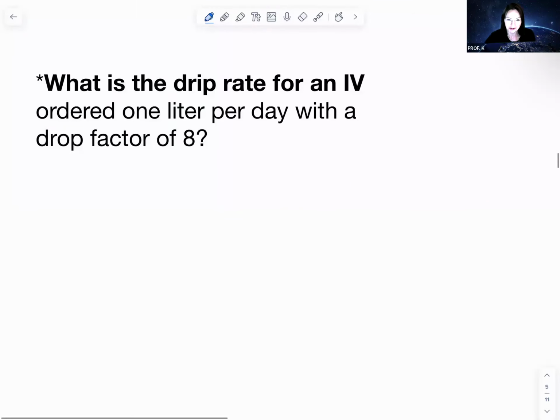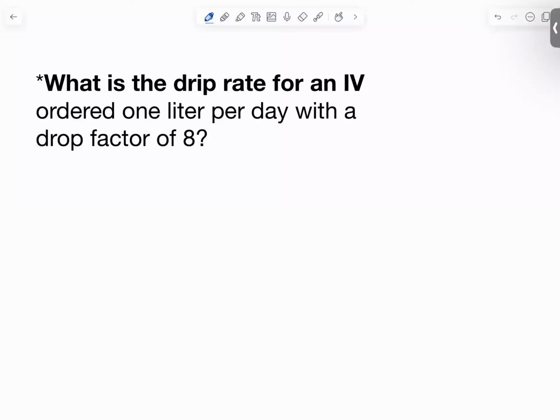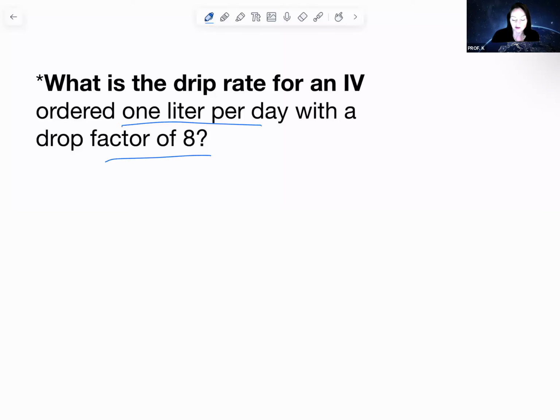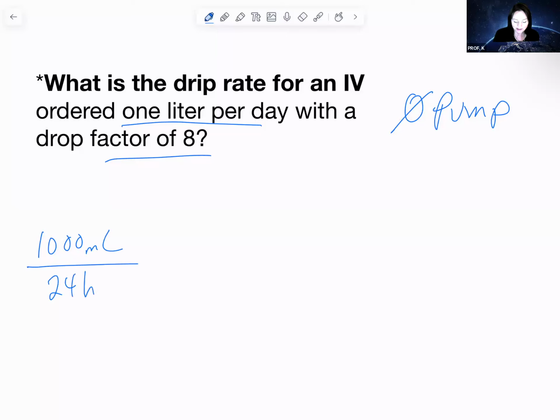Do this one. All right, let's do it. What is the drip rate for an IV ordered 1 liter per day with a drop factor of 8? So there is no pump. 1 liter is 1,000 milliliters per day. There's 24 hours in a day, people. I'm solving for drops per minute. I'm going to count drops every minute.